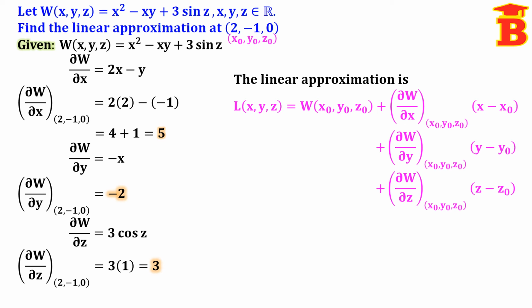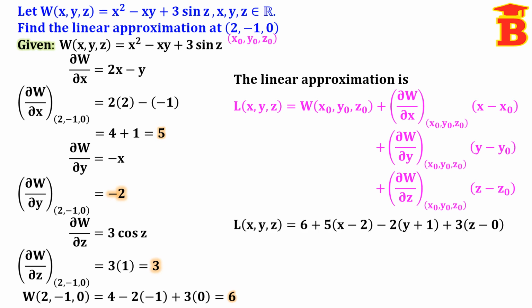And finally, in the function w, substitute the point x value 2, 2 square 4, minus x value 2 into y value minus 1, plus 3 into z value 0, so sin 0, 0. So this is equal to 4 plus 2, 6. Now we can substitute the values in the formula and we can get the answer.